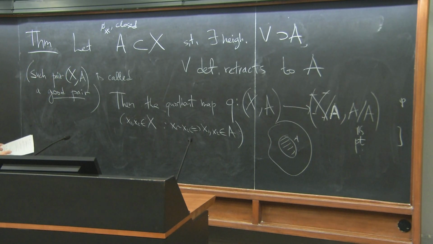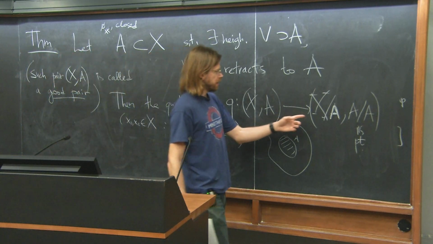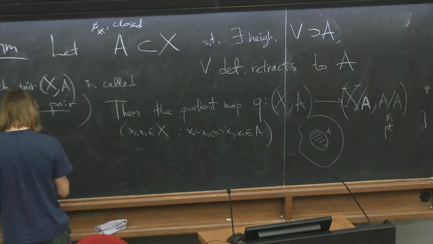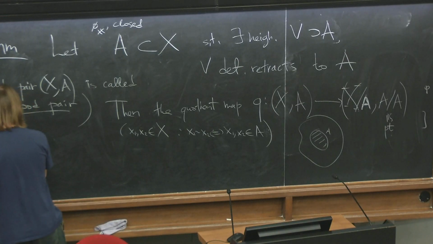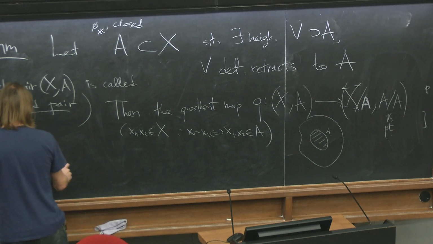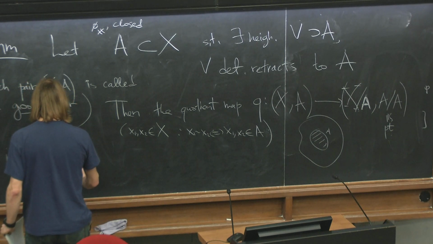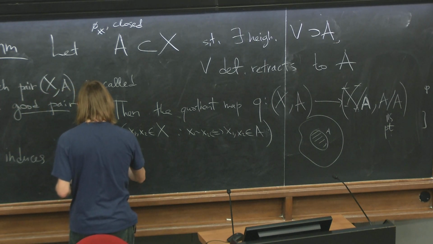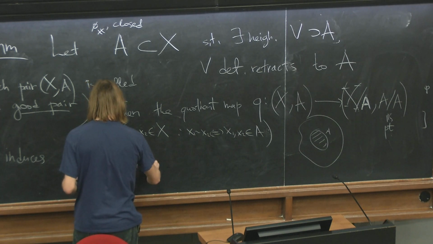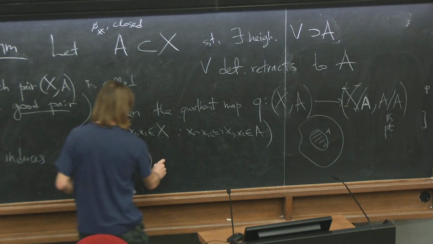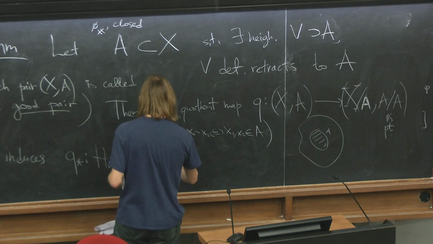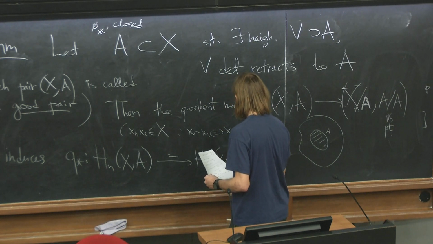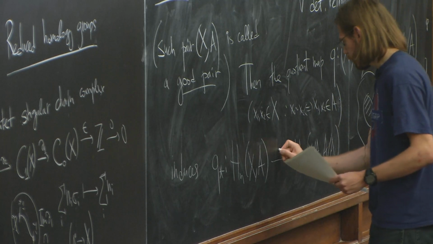Okay, so the same as the quotient map, you can consider this quotient map as a map between pairs. And it induces a map between the corresponding relative homology groups, as we know. And the statement of the theorem is that this map is an isomorphism.